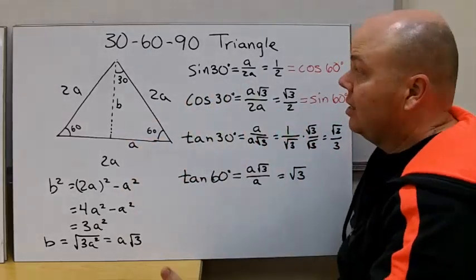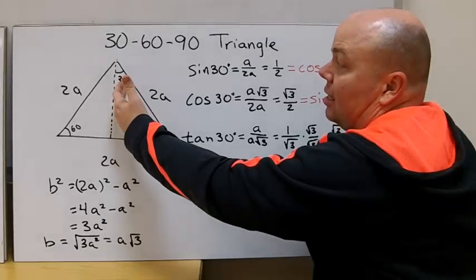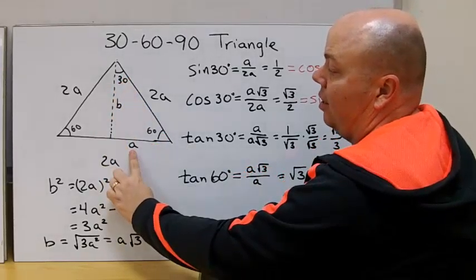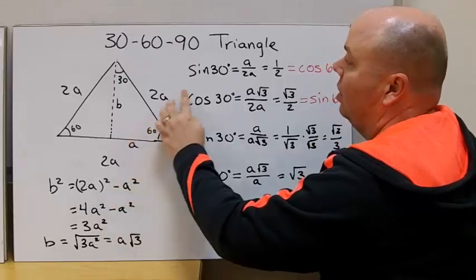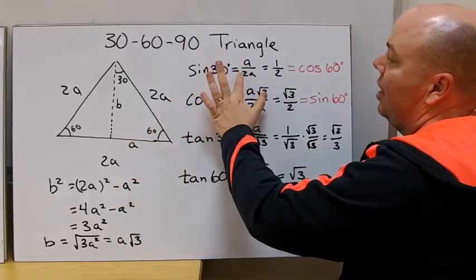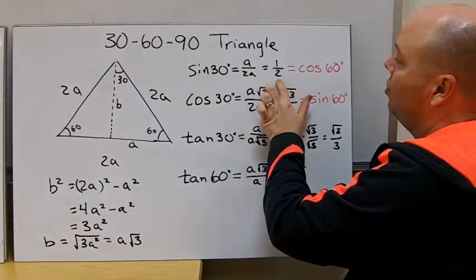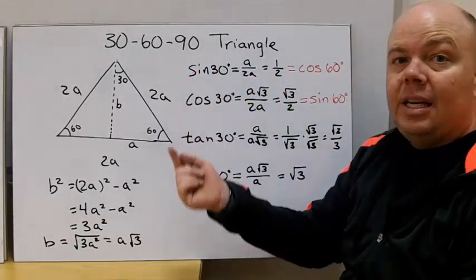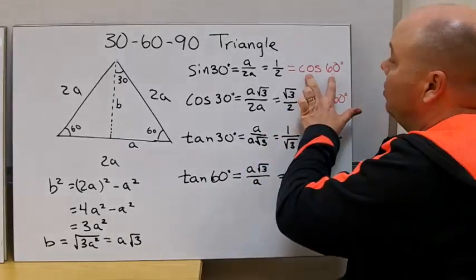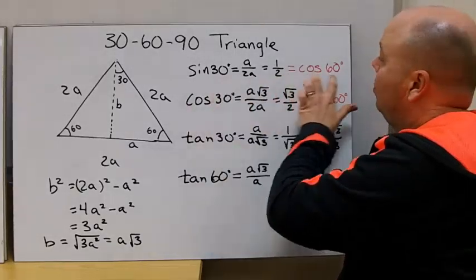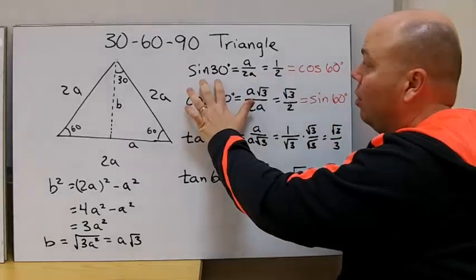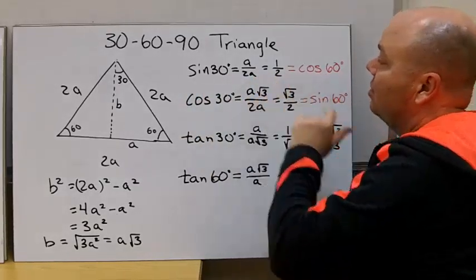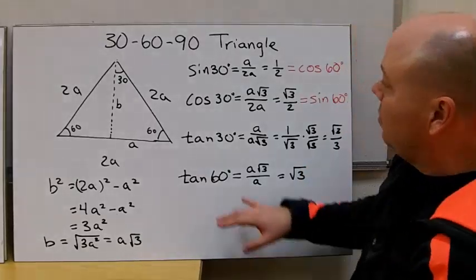So now let's look at this angle right here. The sine of 30 degrees is equal to the opposite side over the hypotenuse, which reduces to 1/2. The sine of 30 is exactly equal to the cosine of 60. So these two angles are co-function angles. So cosine of 60 is also equal to 1/2.